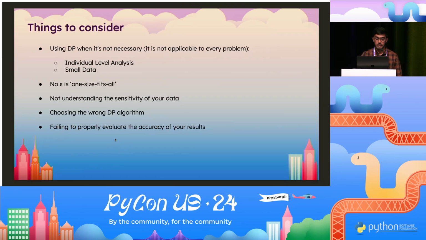And also, failing to properly evaluate the accuracy. In some cases, accuracy is more important, and you might get away with losing some privacy. So you have to choose your epsilon carefully. If you're doing something like medical research, in which accuracy is absolutely necessary, then you have to compromise a bit on your privacy, but you have to choose an epsilon which would let you do so.